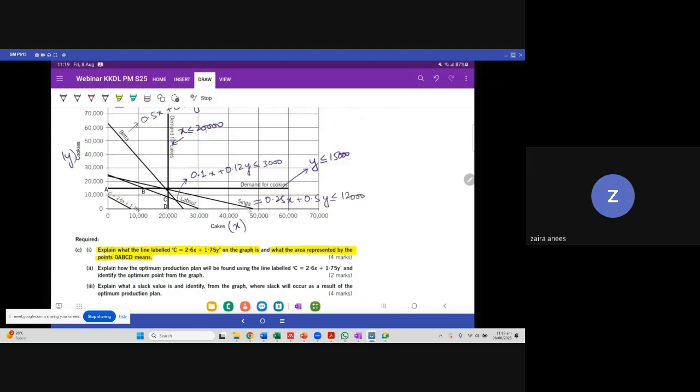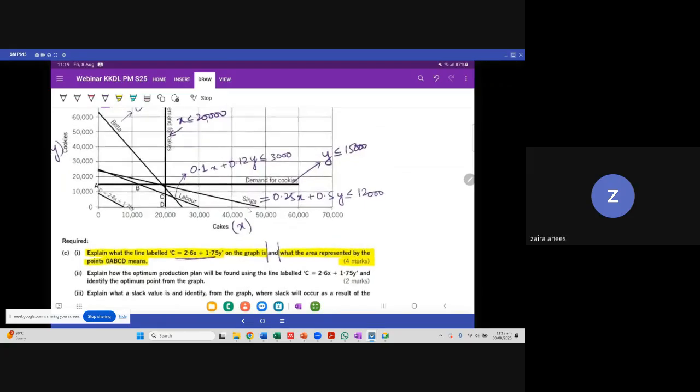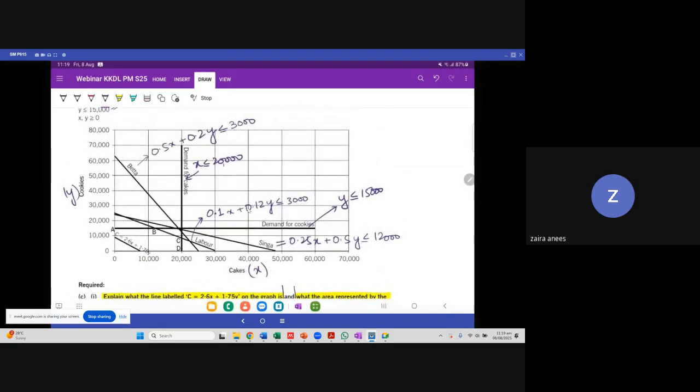Now, if this is for 4 marks, this can easily be converted into two multiple task questions. This will be the first question, this will be the second question, and for this question I can give you 4 options, option A, B, C, and D, and you need to identify the best option, right? So can you locate where C equals 2.6x plus 1.75y? That is this one. Let me try to mark it with a different color. This is this one.